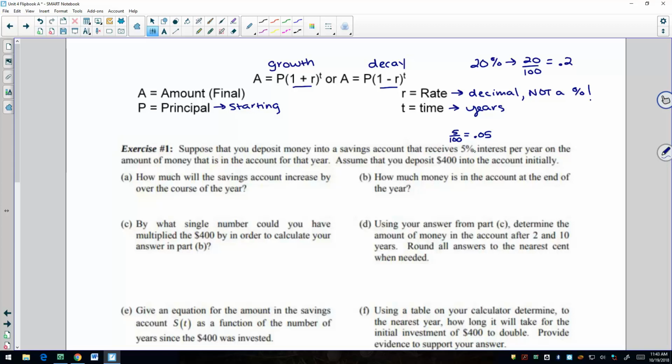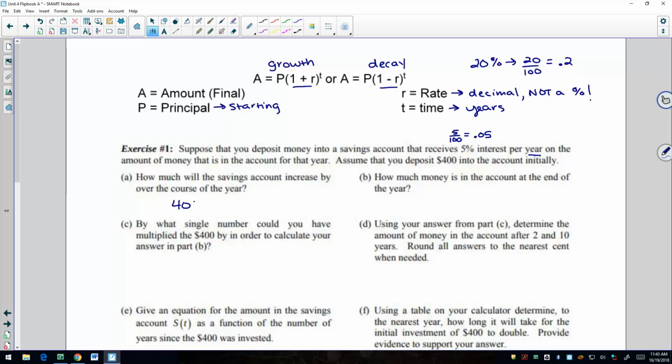So the savings account receives 5% interest per year, so for every 1 year, on the amount of money that is in the account for that year. Assume that you deposit $400 into the account initially. How much will the savings account increase by over the course of the year, so over 1 year?